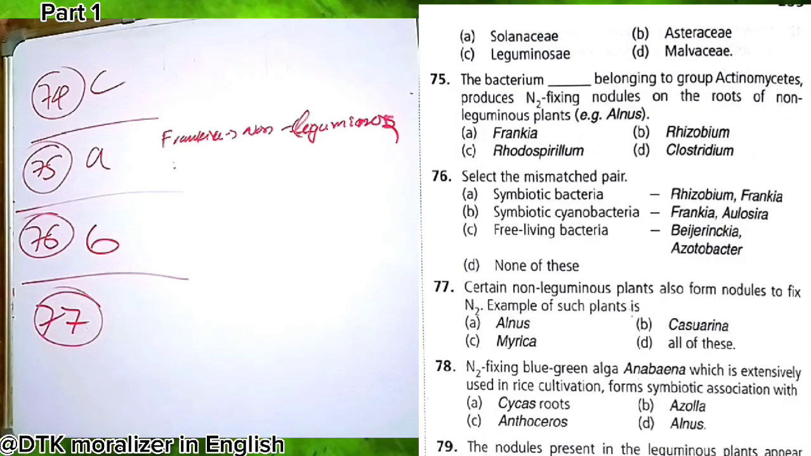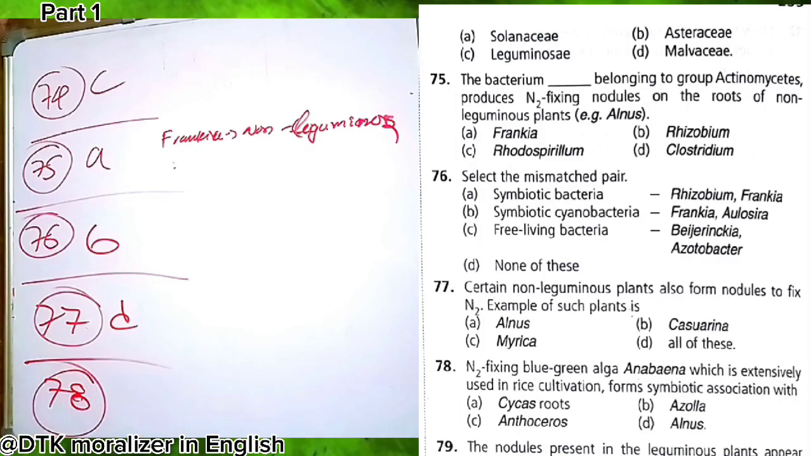Now question number 77. Certain non-leguminous plants also form nodules to fix N2. Examples of such plants are Alnus, Casuarina, Myrica. D, all of these. Alnus, Casuarina, Myrica are non-leguminous plants which have bacteria for N2 fixation.